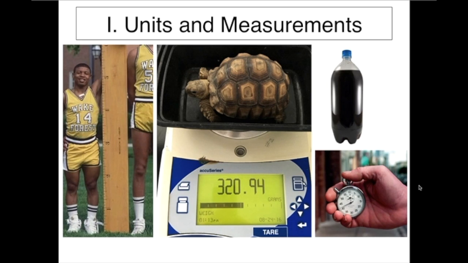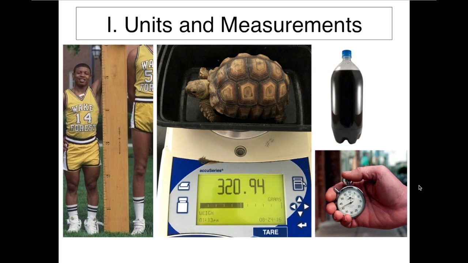So for example, the mass of the turtle, or the weight of the turtle, is 320.94 grams. The 320.94 is the number, and we'll talk about that in a minute, and the grams is the unit. In the same case here, this man's height is about, if you were to estimate, 5 feet. The 5 is a number and the feet is the unit. Now if you notice there, I mentioned two units. One is gram and one is feet.